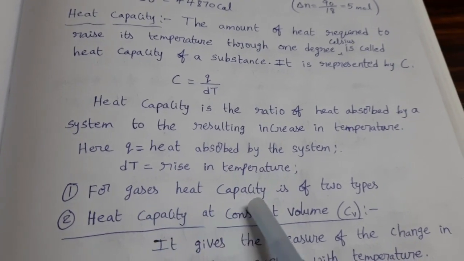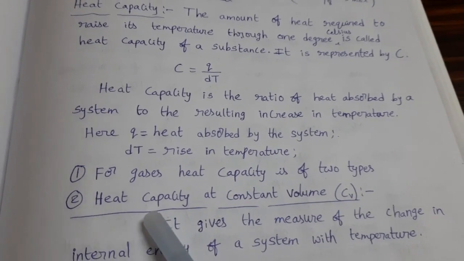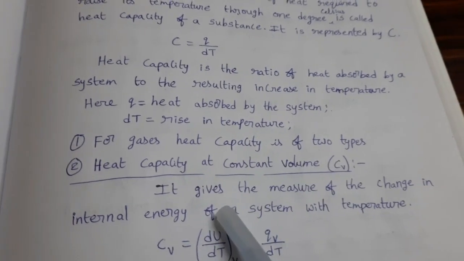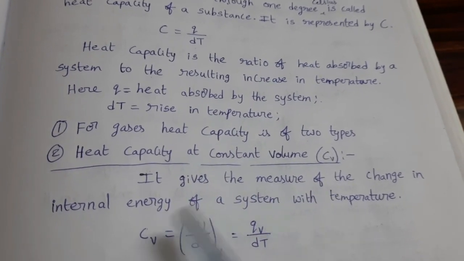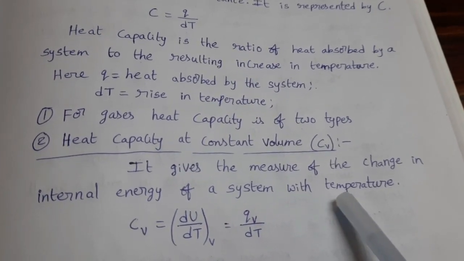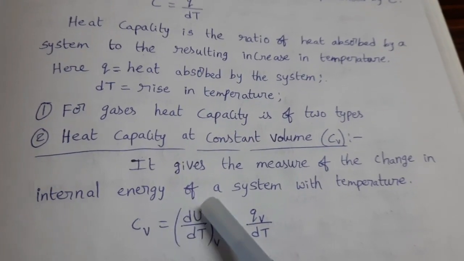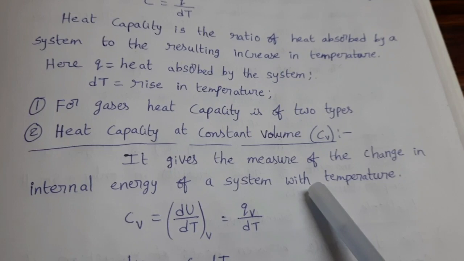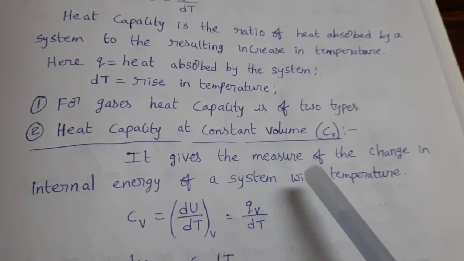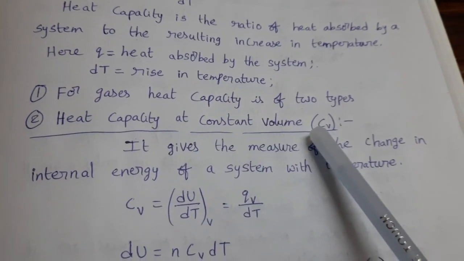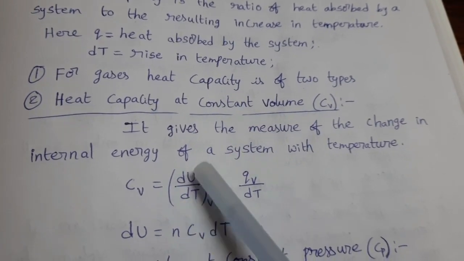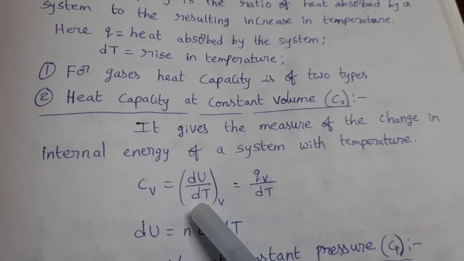For gases, heat capacity is of two types. One is heat capacity at constant volume, represented by Cv. It gives the measure of the change in internal energy of a system with temperature. When we change the temperature, what is the change in internal energy? That is measured at constant volume. That heat capacity is called heat capacity at constant volume. So Cv equals dU by dT at constant volume V. dU is the change in internal energy, dT is the change in temperature.